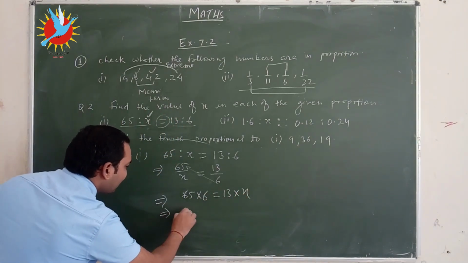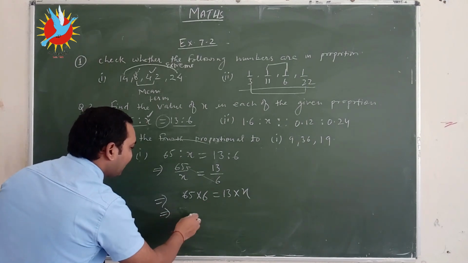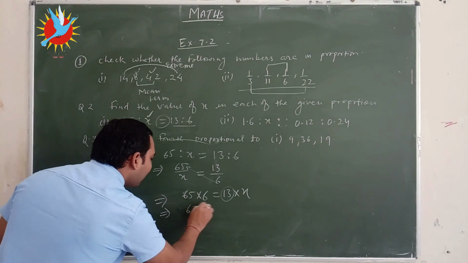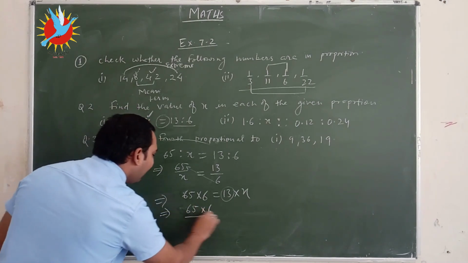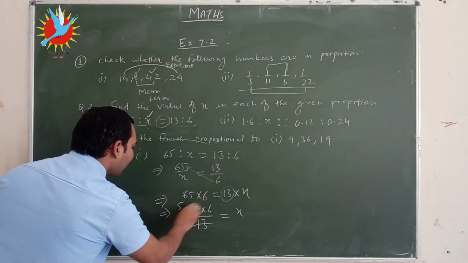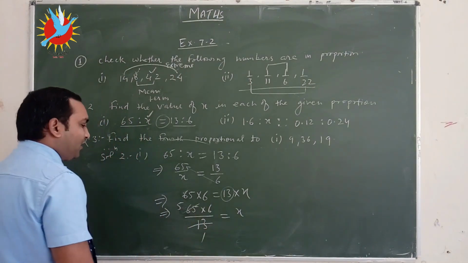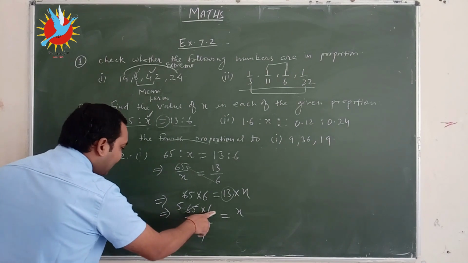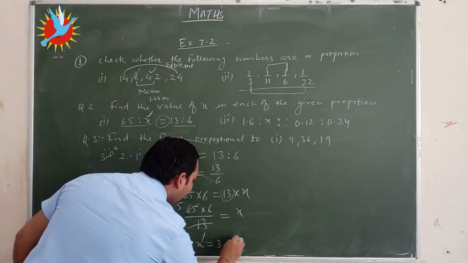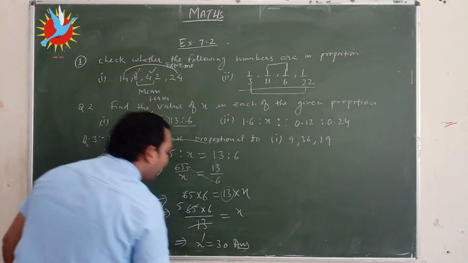Now 13 is multiplied with x, so we can write 65 into 6 divided by 13, which is equal to x. 13 fives are 65, and 13 ones are 13. The value of x is 6 into 5, x is equal to 30. So the value of x is 30.